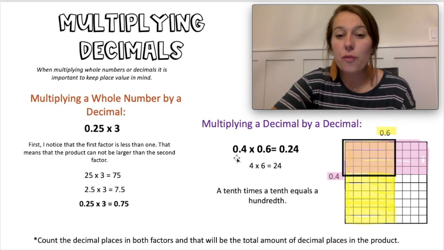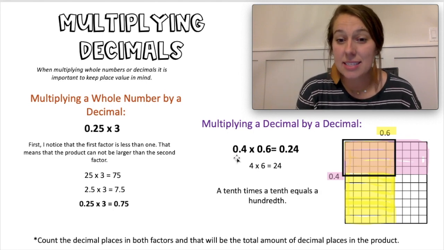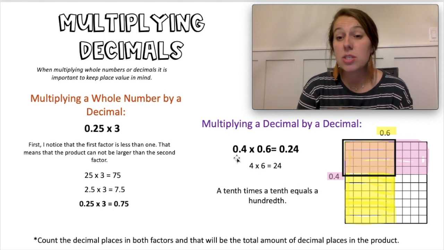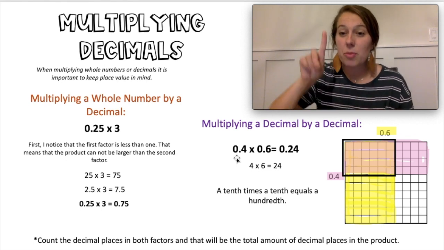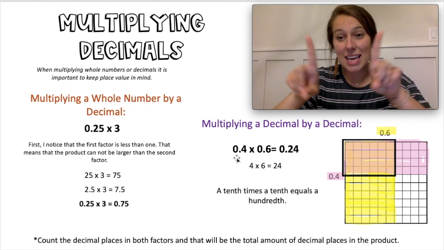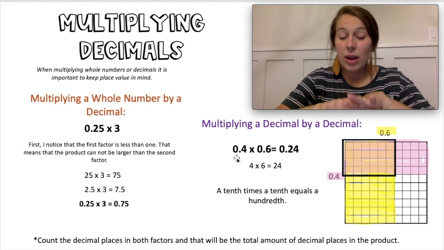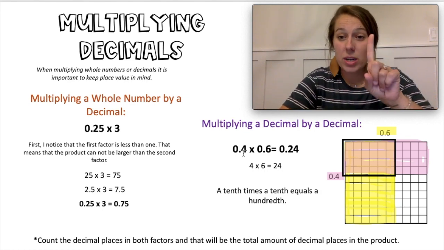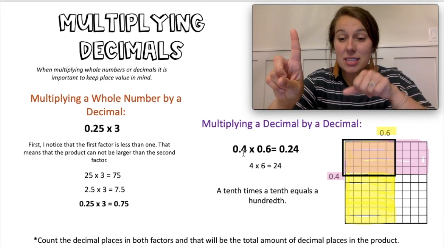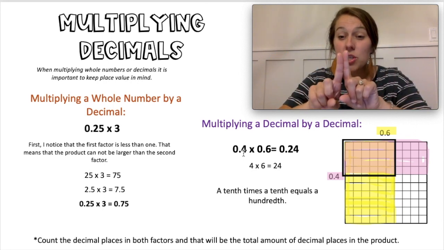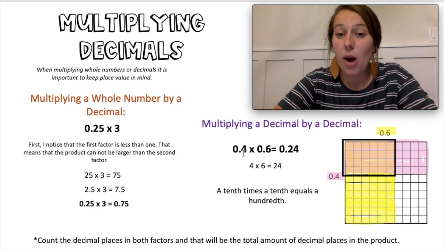Okay, so 4/10 times 6/10. The answer to this is 24 hundredths. So I always tell my class, when you multiply a tenth times a tenth, it gives you a hundredth. Okay, so 4/10 has 1 decimal place. 6/10 has 1 decimal place. So that's going to equal 2 decimal places in your product.